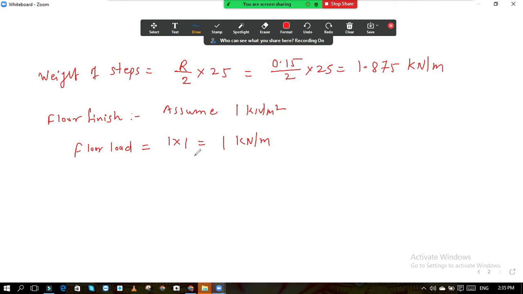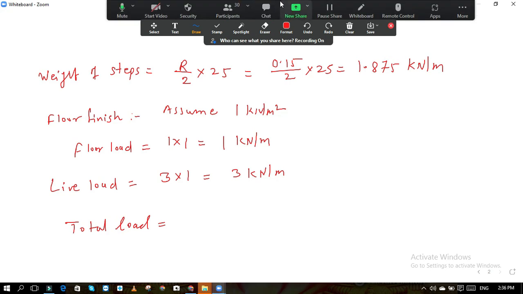Similarly with live load. The live load is 3 kilonewton per meter square. So 3 into 1, it will be 3 kilonewton per meter. So this is your live load and dead load. Okay. So now calculate the total load, dead load plus live load. Let me know the answer.